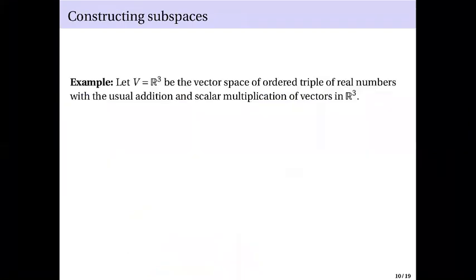Example. Let V be the vector space, the three-dimensional real space. Let R3 be the vector space of ordered triples of real numbers with the usual addition and scalar multiplication of vectors in R3. Let us consider this S. The S contains these two ordered triples: (2, 1, 4) and (-1, 2, 2).